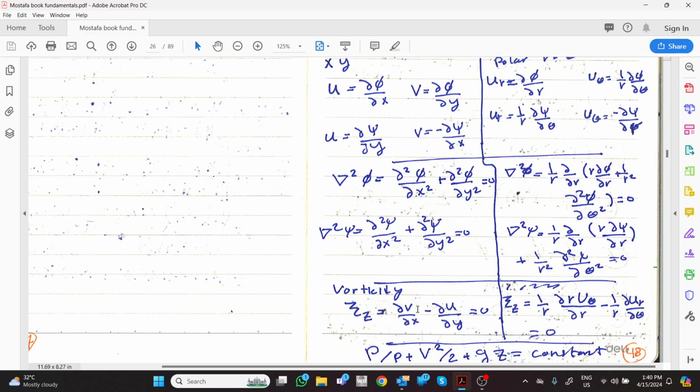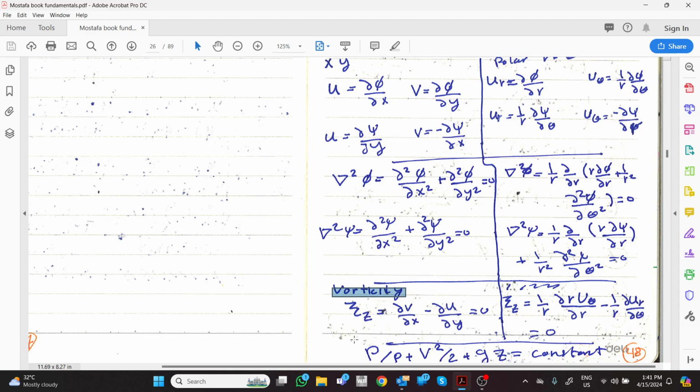There is something else named vorticity, which is also a definition. We name it like eta z. It is del v by del x minus del u by del y, which should be equal 0. And it's the same if you have cylindrical coordinates. This defines that there is no vortex. So the change in v in the x direction minus the change in u in the y direction should equal 0.